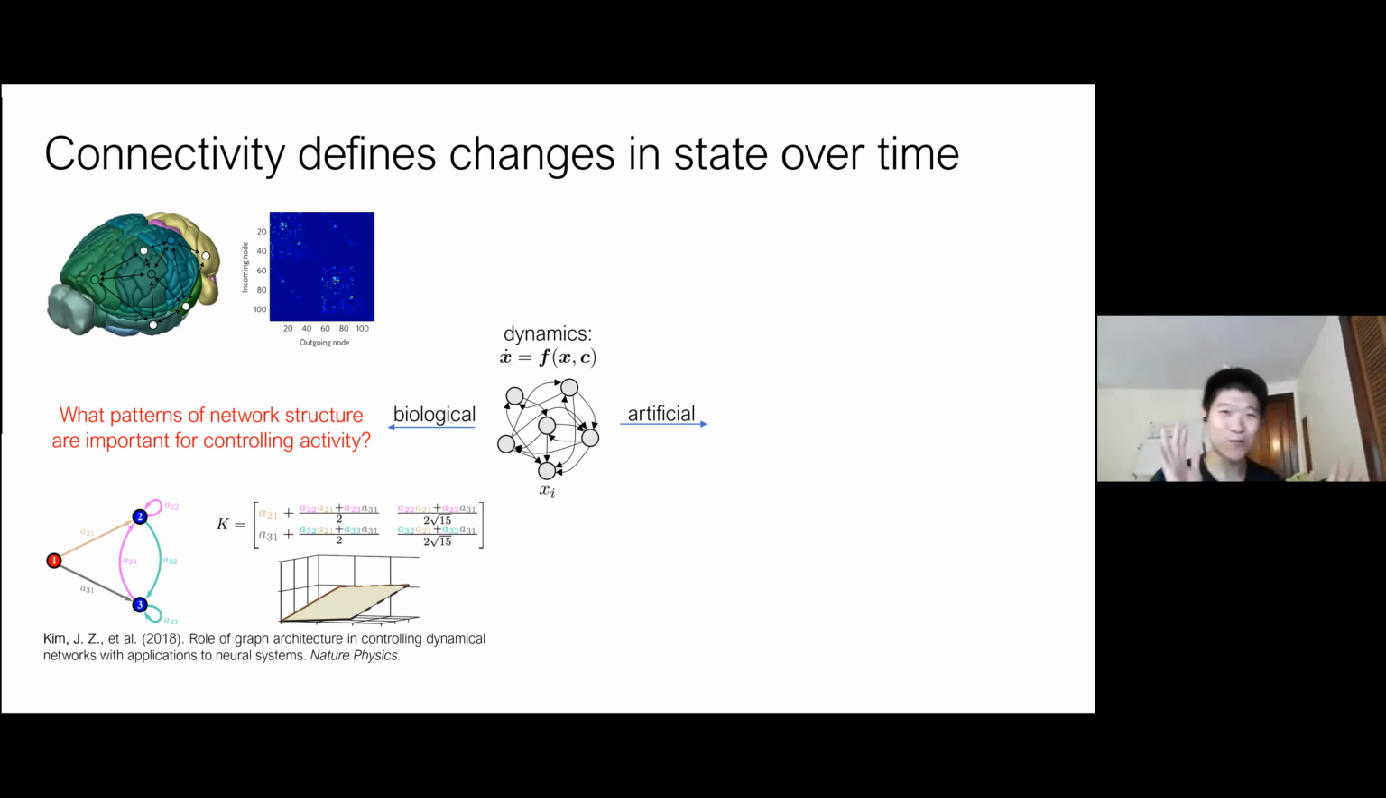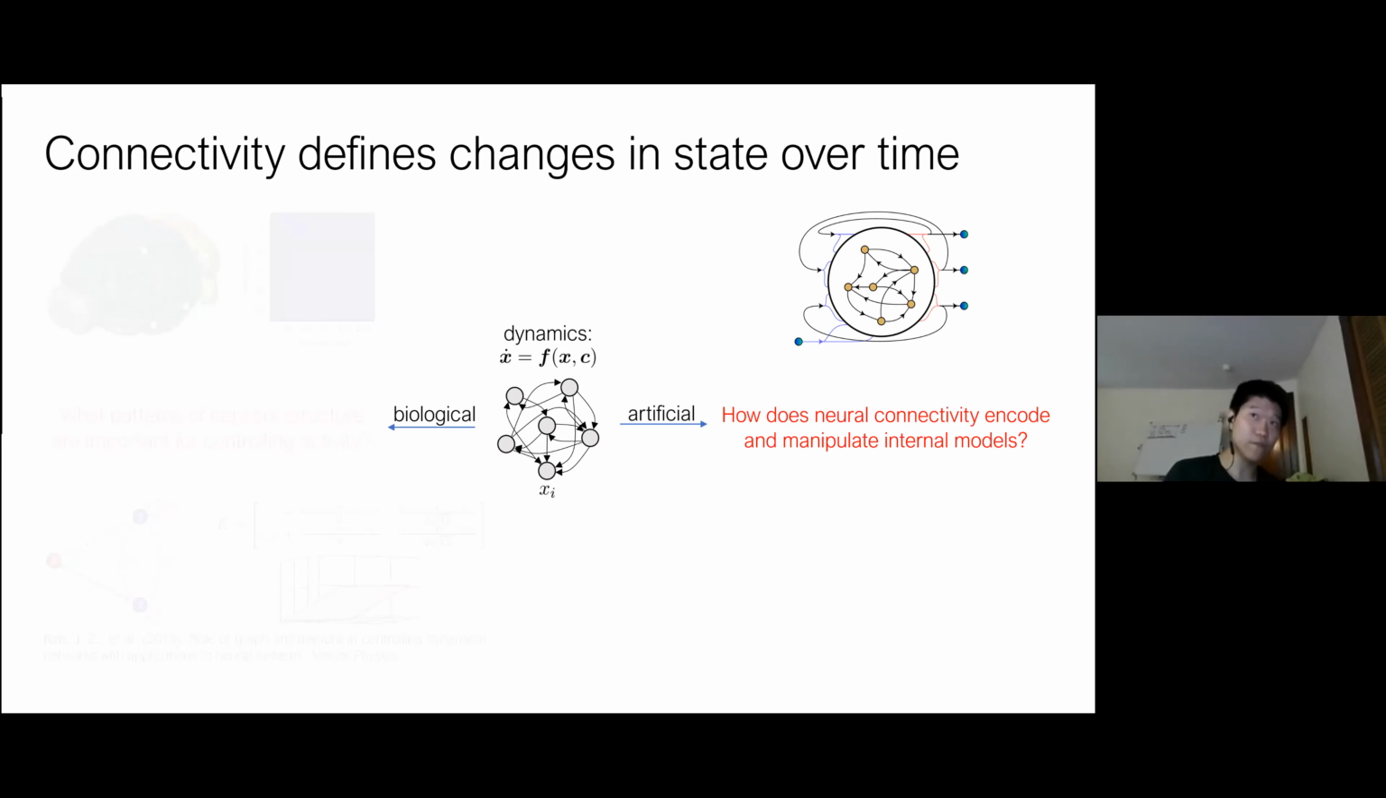And I won't go into the details, but some geometric properties of these representations tell us exactly which modes are easiest or most difficult to push the system in based on some subset of control inputs. For artificial systems, generally, a question that I find interesting, albeit from maybe a slightly different perspective, is how does neural connectivity encode and manipulate internal models, right?